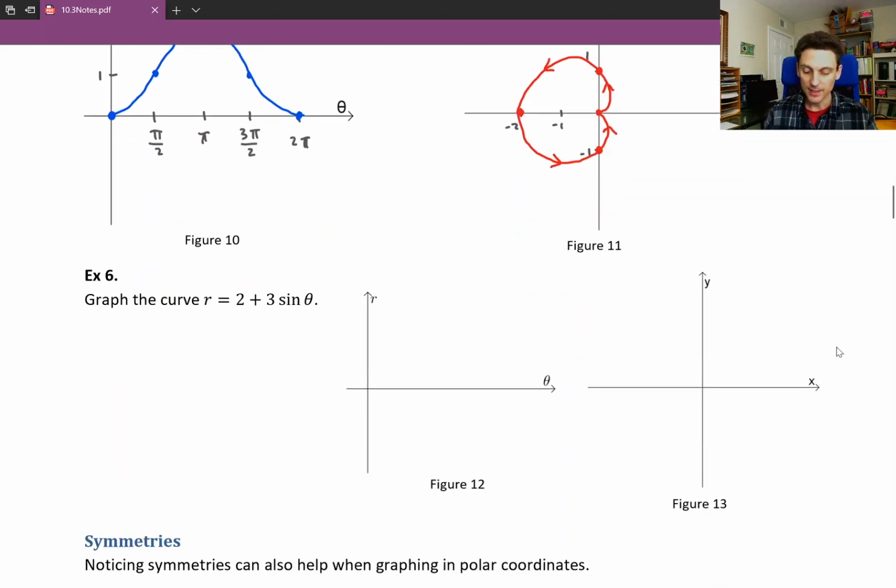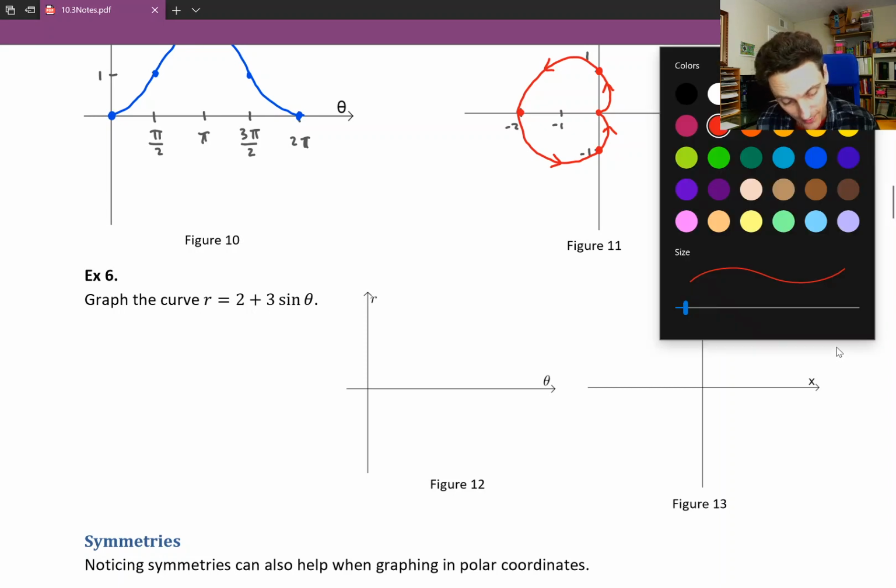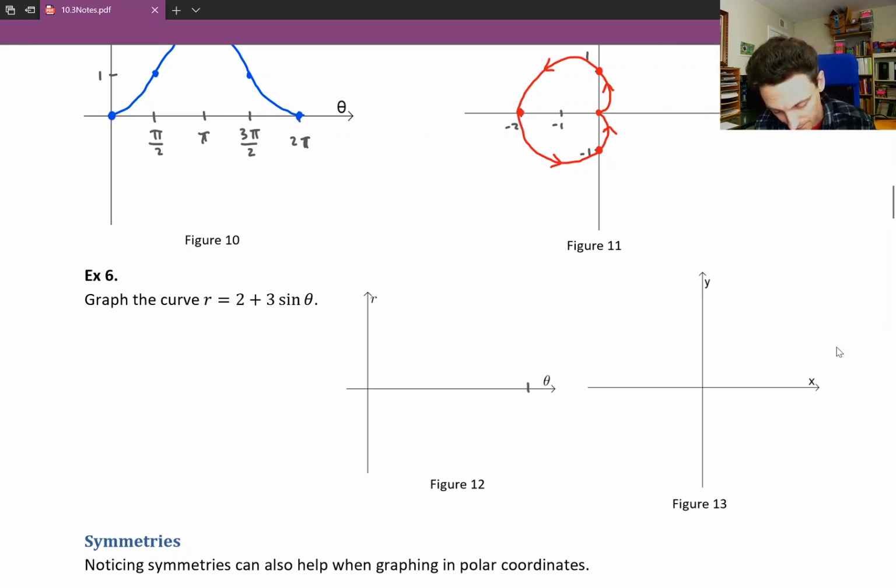Let's look at example 6. It says graph the curve r equals 2 plus 3 sine theta. First, we're going to draw the graph in the r theta plane. So I'm going to draw a scale in the theta direction: pi/2, pi, 3pi/2, and 2pi.